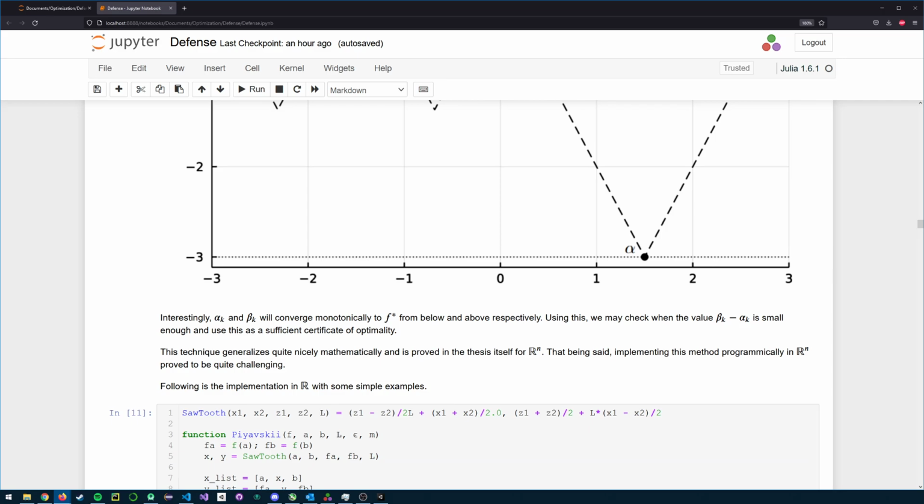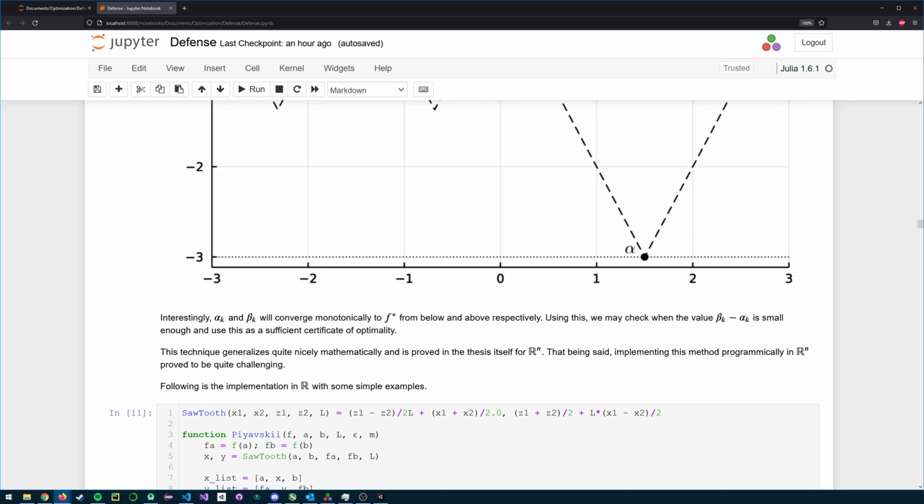And yeah, interestingly, these two sequences will converge monotonically to f star from below and above respectively. And using this, we may check whether or not the value of beta sub k minus alpha sub k is small enough. And we may use this as a sufficient certificate of optimality for these non-convex objectives, which is quite incredible. So, in fact, this technique generalizes quite nicely and is proved in the R^n setting. So this is quite an interesting result here.